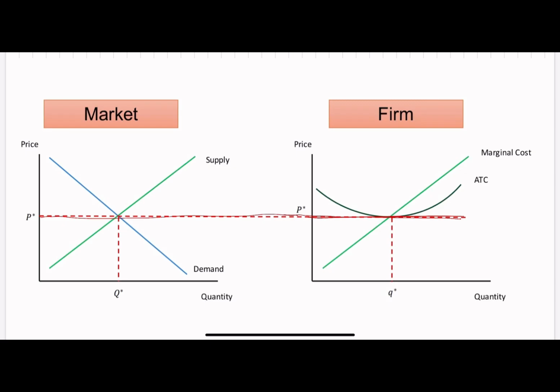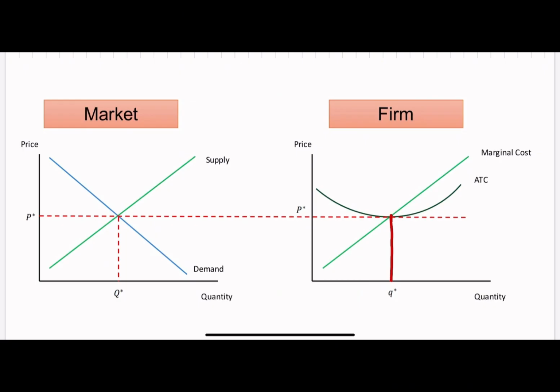They are price takers. Now the firm has an upward sloping marginal cost curve, highlighted right here, and they also have their average total cost curve. So the firm is going to operate where they set price equal to marginal cost, and that'll lead us to this point right here where we have Q star.